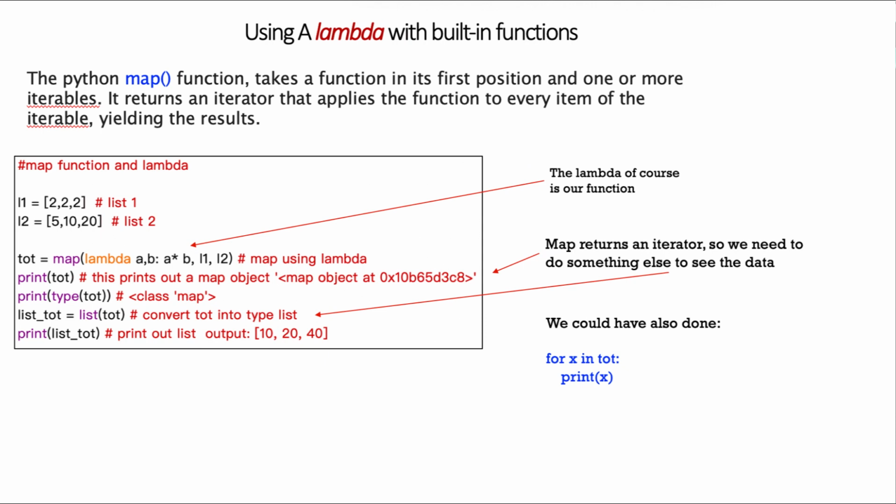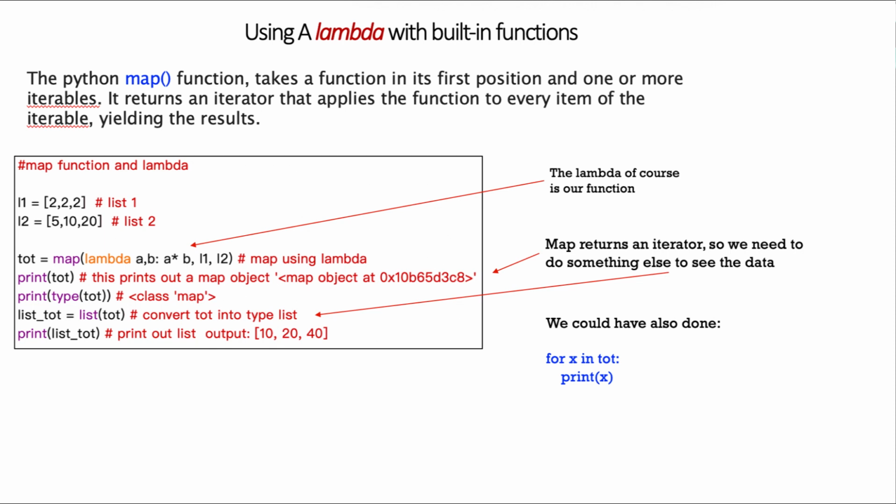So here we're going to use lambda with some of our Python built-in functions. The first one we'll use on this slide is the map function. Map takes a function in its first position and then one or more iterables after that. It returns an iterator that applies the function to every item in the iterable, yielding the results.